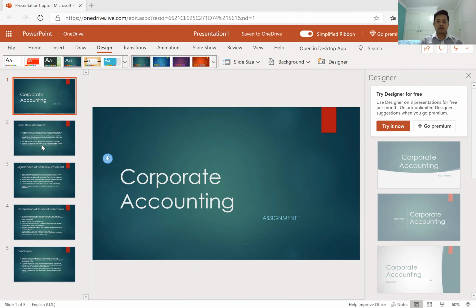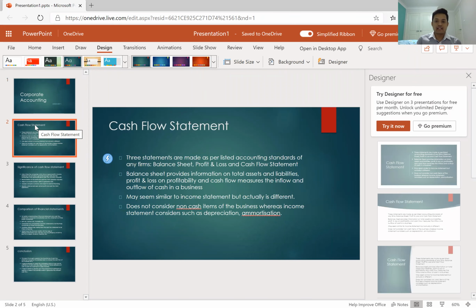The topic of our assignment is the cash flow statement. The cash flow statement is one of the basic statements that is prepared as per the accounting standards almost all around the globe. The basic three statements are the balance sheet, which gives the information on total assets and liabilities of any business, the profit and loss or income statement, which gives the information on profitability of the business, and the cash flow statement, which measures the inflow and outflow of cash in a business.